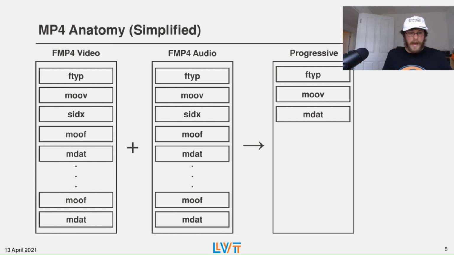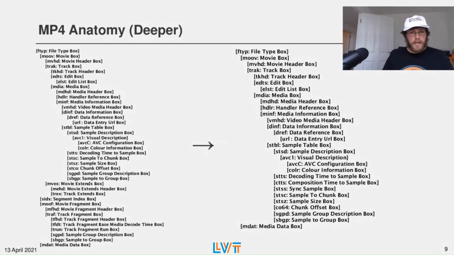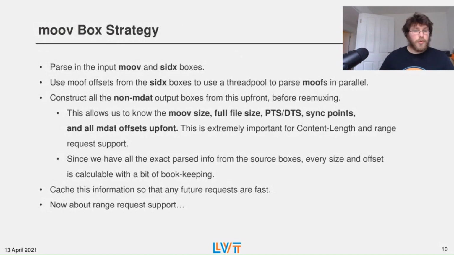But it's not that simple. If you dig down a little deeper into the sub boxes, there's a lot of crap in there, not all of it super relevant to anything. So part of the reason probably why no one's written this sort of thing before is it's super tedious. You have to parse and write this large amount of different data and boxes in the MP4. So we need a couple of different strategies for generating the different boxes of the output progressive MP4, since we want to generate the moov at the front of the MP4 rather than the end.